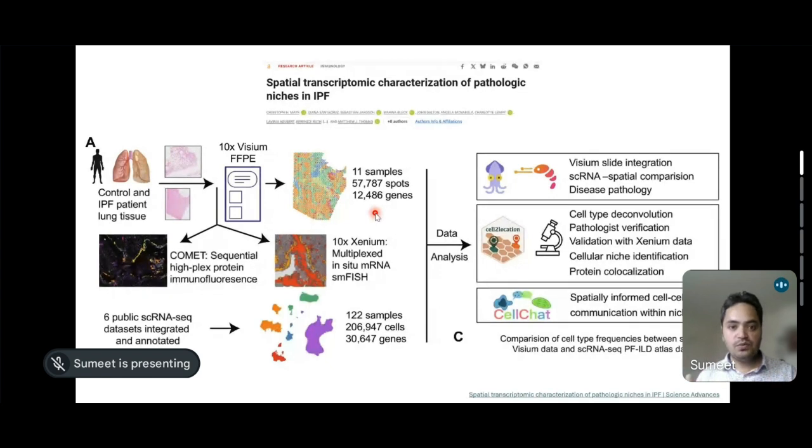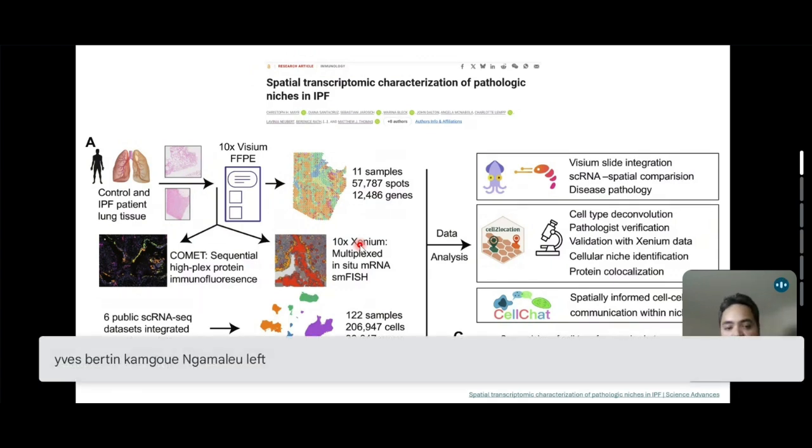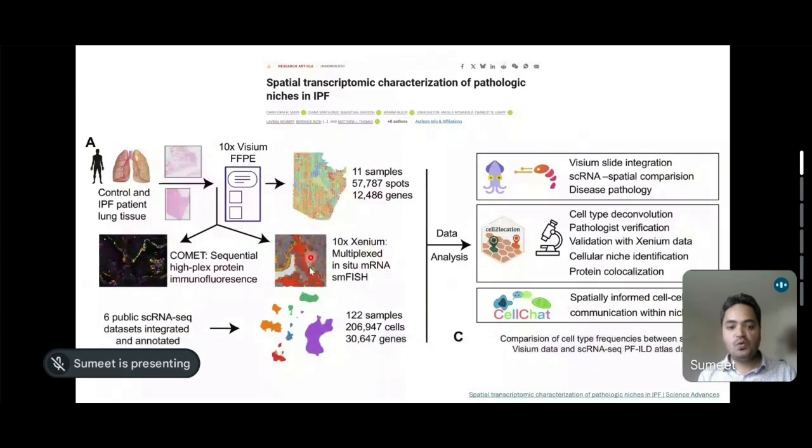There are different platforms which can do the spatial transcriptomic, and one of them is from 10x Genomics, which is the 10x Xenium platform. And this 10x Xenium platform provides you a very high resolution image of genes expressed within the tissue without even dissociating the tissue. So literally you can have it like a 2D map, which you can see here, and you can look into what are the genes which are being expressed literally at every single spot. And you can complement this technology by something known as COMET, which is sequential high-plex protein immunofluorescence. And in this, you can actually have antibodies which are targeted against specific protein, and you can see the gene expression both at the mRNA level and at the protein level.